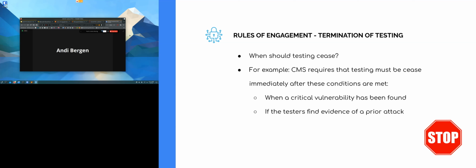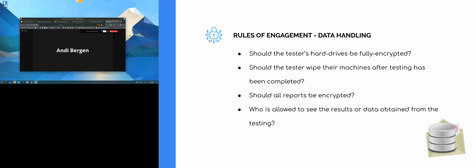And then data handling, which specifies how you should handle all the data that you have come across while you're testing, how it should be disposed of after you're done with testing, or what security measures you need to take to keep the data safe. After you're done with testing, you will also need to handle the data of your report, like who is allowed to see the result or whether it should be encrypted.